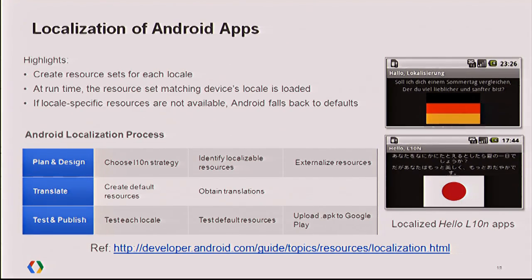First, as I said, you create your resource sets for each of the locales that you want to go in. At runtime, the resource set matching the device locale is loaded. And if locale-specific resources are not available, Android falls back to the defaults.